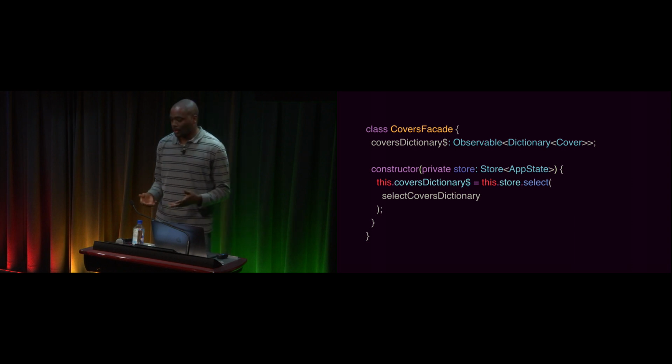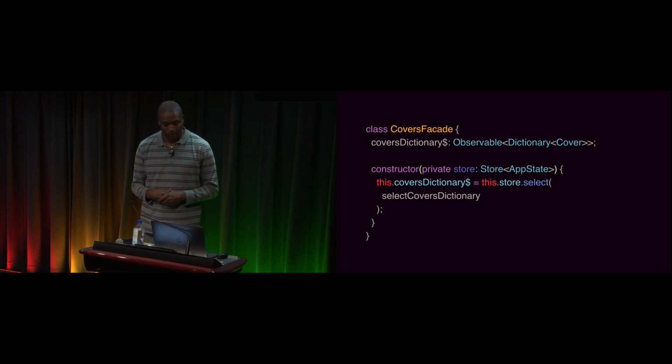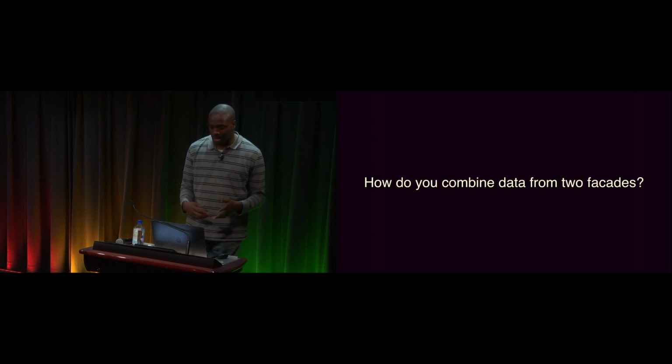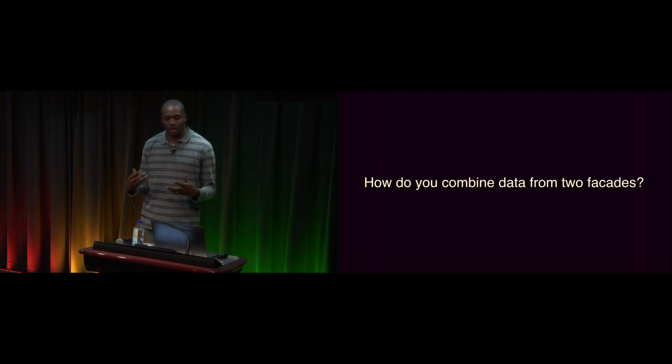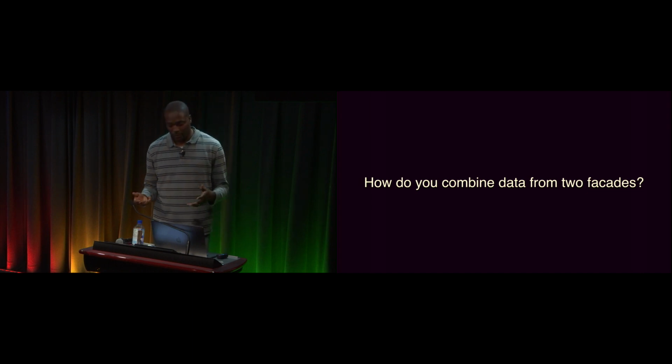So here's just a pretty simple covers facade. They're selecting a dictionary of covers from the store. But the other issue is how we combine data from two facades, or combine data from two selectors.